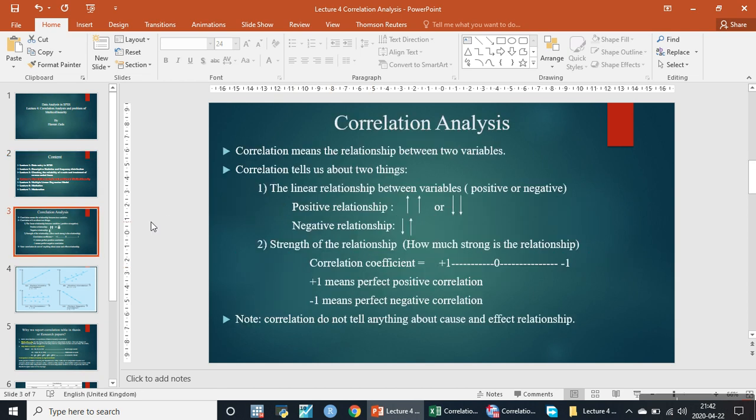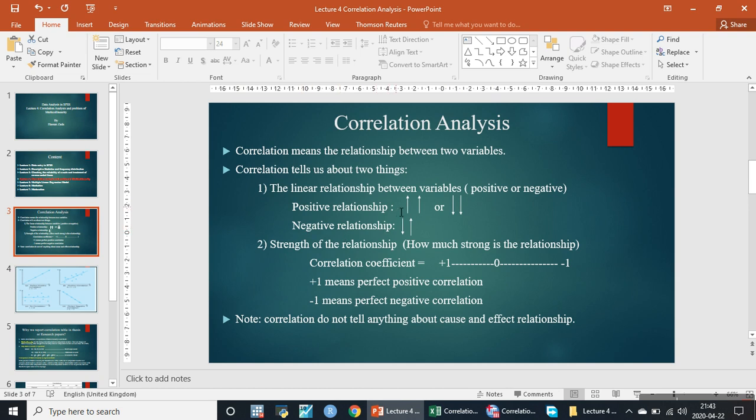So first of all, what is meant by correlation? Correlation means the relationship between two variables. Correlation tells us about two things. One is the linear relationship between variables and the second is the strength of the relationship. So what is linear relationship between variables? It means, what is the relationship between variables? The relationship can be positive and the relationship can be negative.